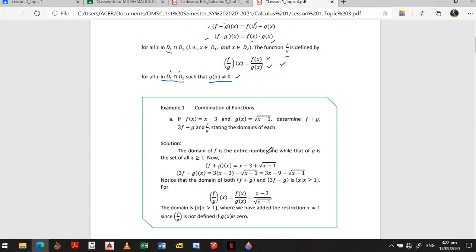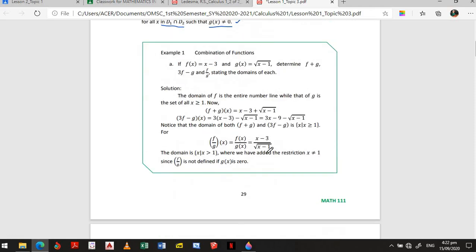Applying our combination of functions, let us consider some examples. Here is example number 1. If f of x is given by x minus 3 and g of x is given by the square root of x minus 1, we are asked to determine f plus g, 3f minus g, and f over g, stating the domain of each combination of functions. So here we are given the two functions, f of x and g of x. Then we determine f plus g, 3f minus g, and f over g, and then state the domains of these combinations.